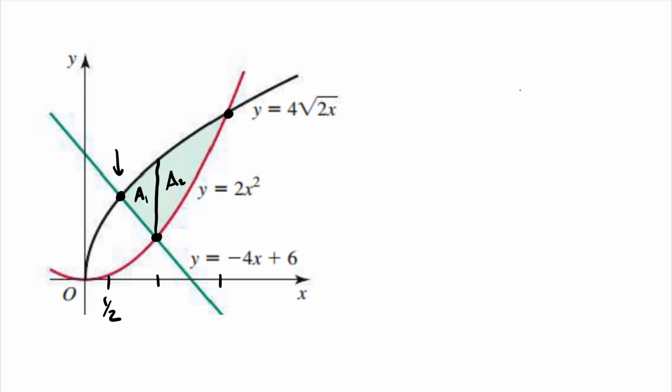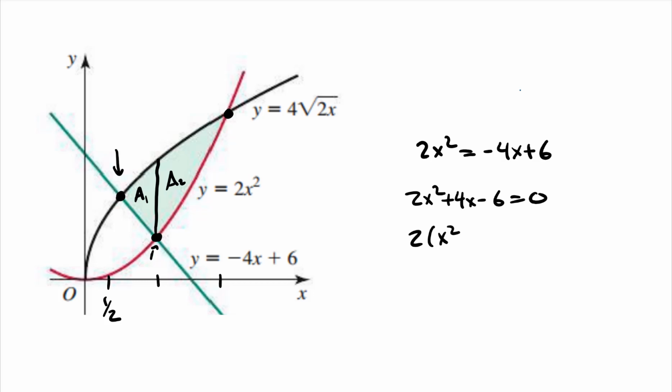All right. So now we want to find that guy. So that's going to be our 2x squared, right? What's in red? And we set that equal to negative 4x plus 6. Let's take it all over to one side. Set it equal to 0. Factor out your 2. Divide out the 2.